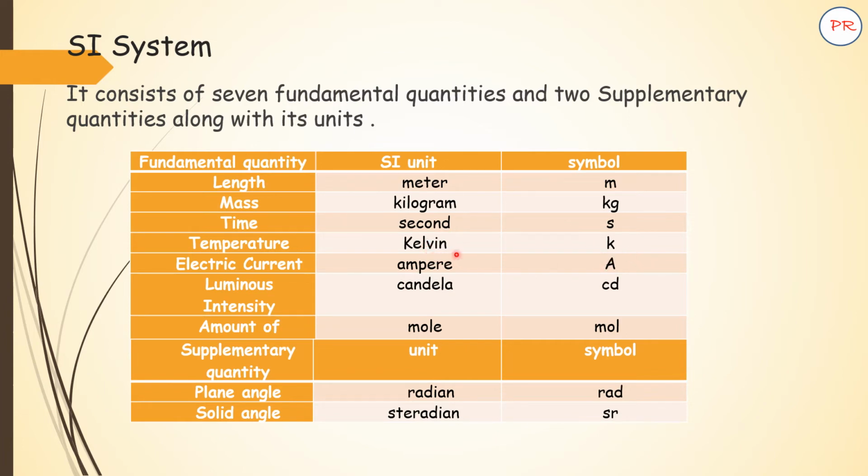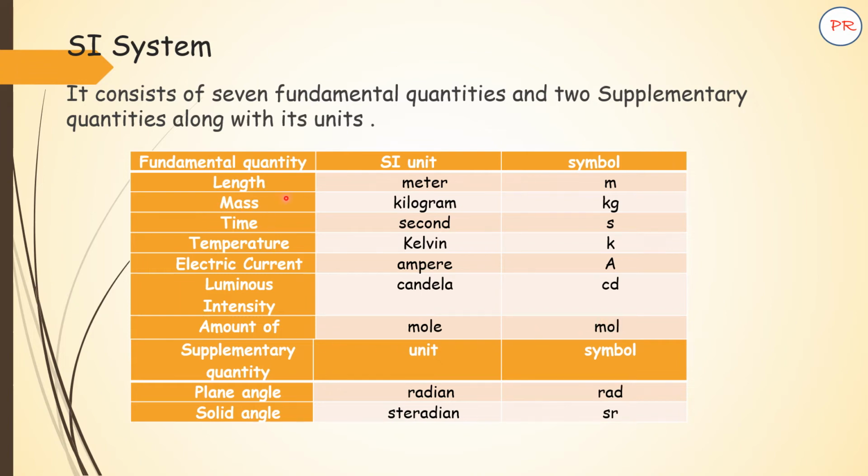See, Kelvin is the name of the scientist and therefore we are using capital K as a symbol, whereas in all other cases we are using small letters. Electric current. SI unit is ampere. Symbol is capital A. Luminous intensity. SI unit is candela. Symbol is cd. Amount of substance. SI unit is a mole, M-O-L-E, and just see the symbol, it is also mole, but the spelling is a little different, it is only mol.